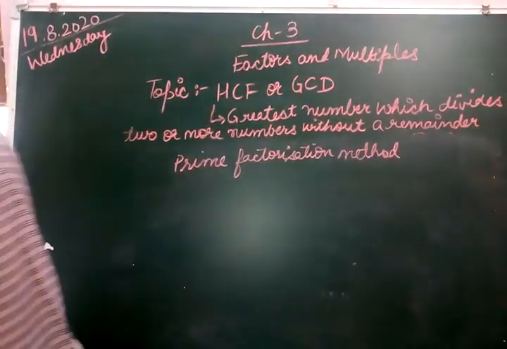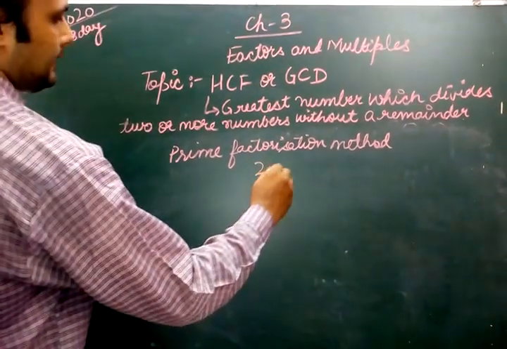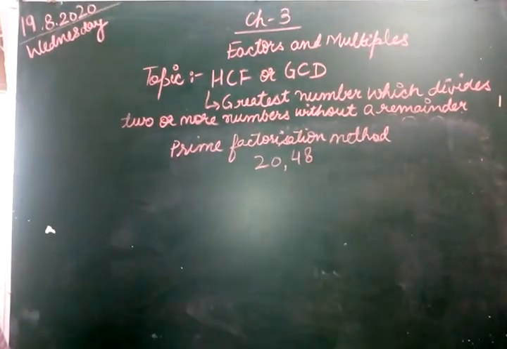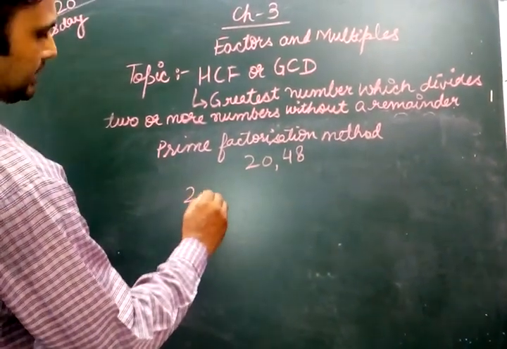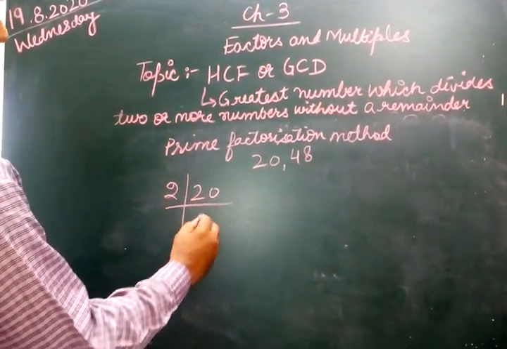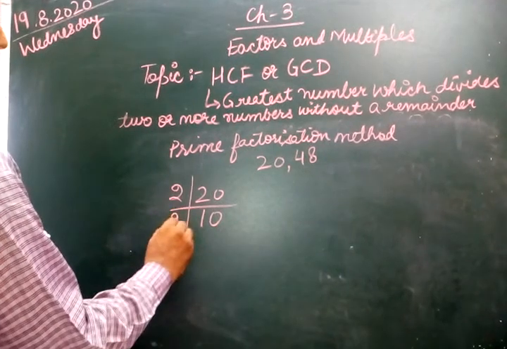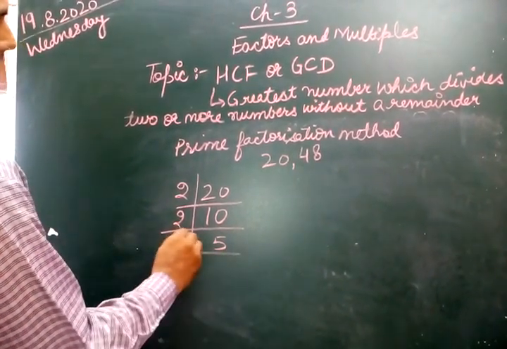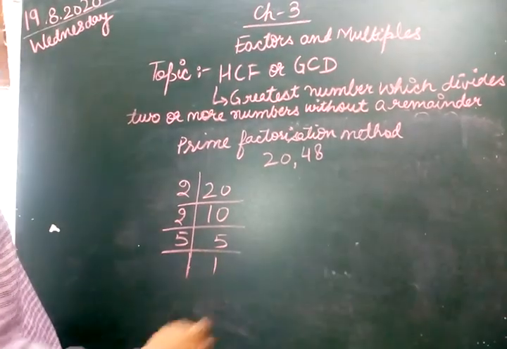Prime factorization method, 20 and 48. You have to find the factors of 20 using the long division method. 20 divided by 2, we get 10. Again divided by 2, the answer is 5. 5 divided by 5, we get 1.